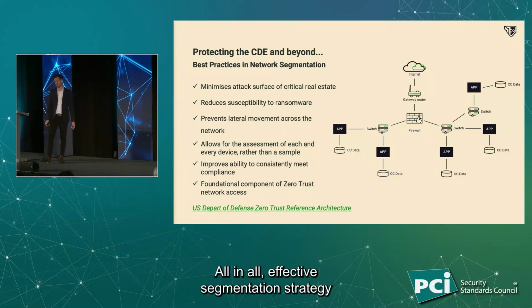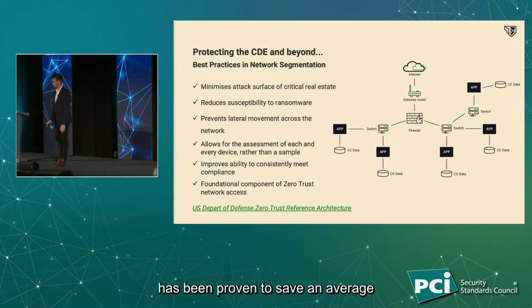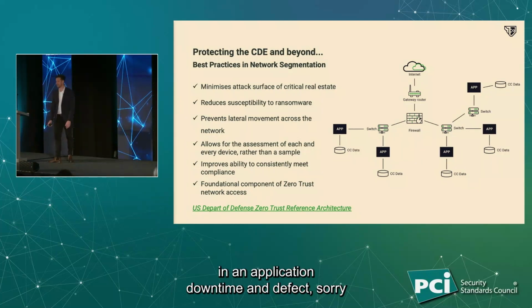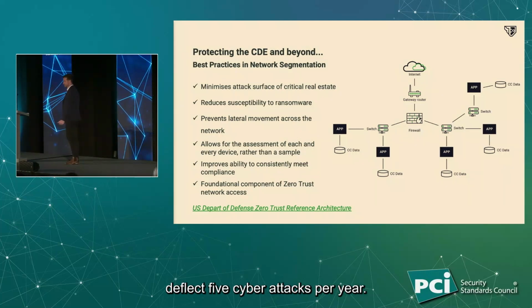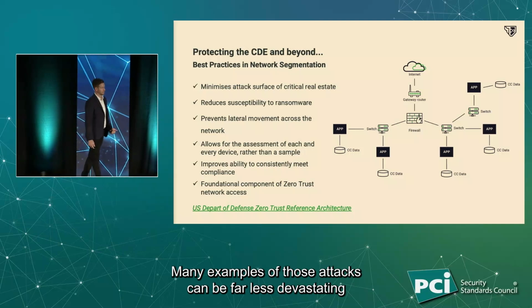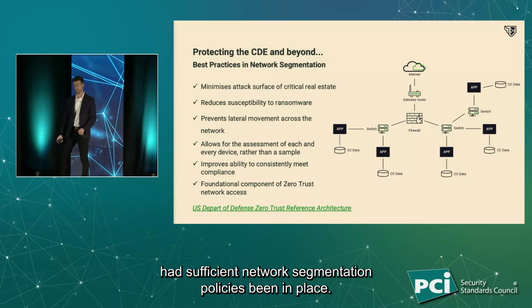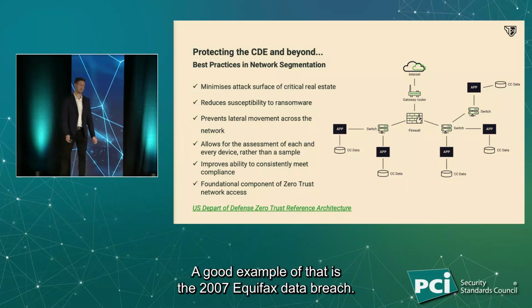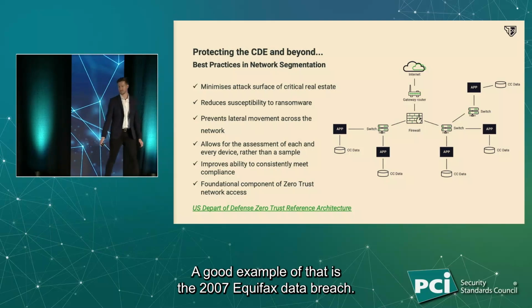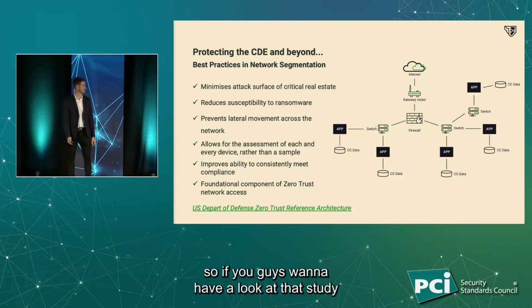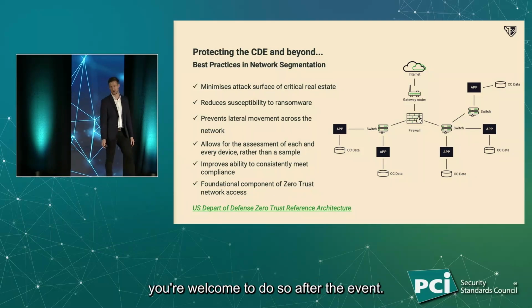All in all, effective segmentation strategy has been proven to save an average of about $20.1 million per year in application downtime and deflect 5 cyber attacks per year. Many examples of those attacks could have been far less devastating had sufficient network segmentation policies been in place. A good example of that is the 2007 Equifax data breach. I've left a link in the side, so if you want to have a look at that study and the information, you're welcome to do so after the event.